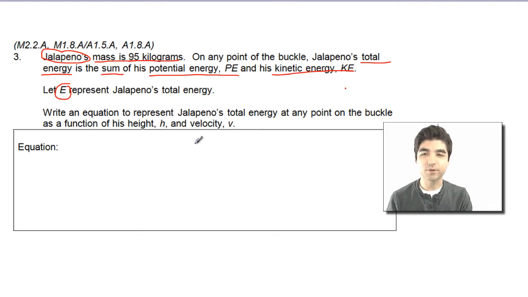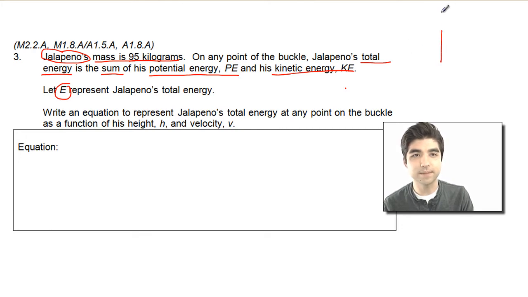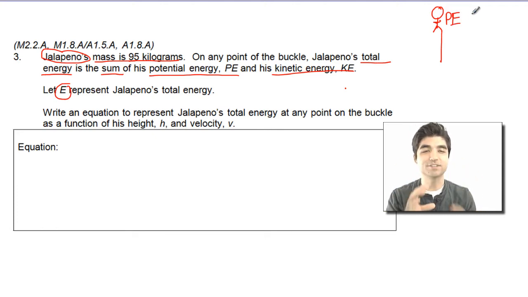So they want us to write an equation to represent Jalapeno's total energy at any point on the buckle as a function of height and velocity. So say I drew Jalapeno and he's on top of the buckle like this. Can you see my little guy? He's on top of the buckle and he's about to jump off. So at the top, he has all potential energy. So it's all potential energy, zero kinetic energy, okay?